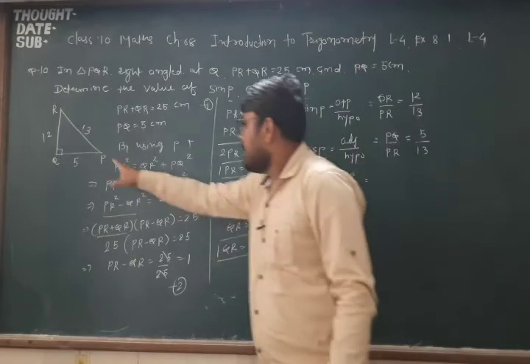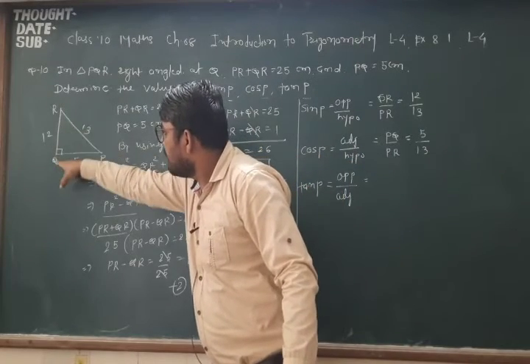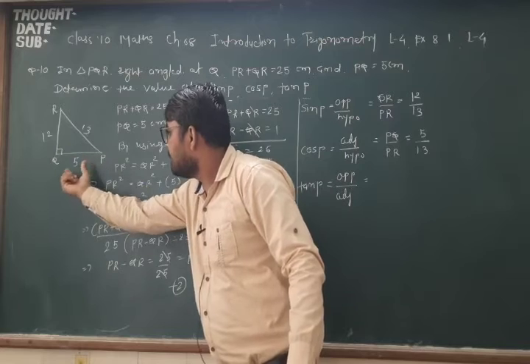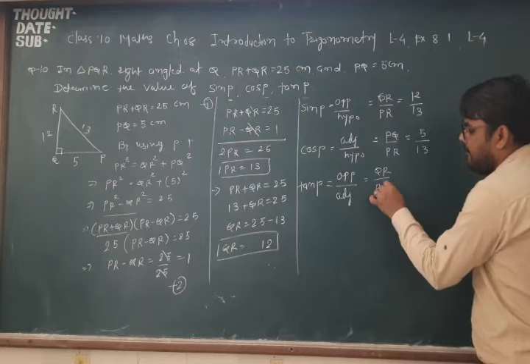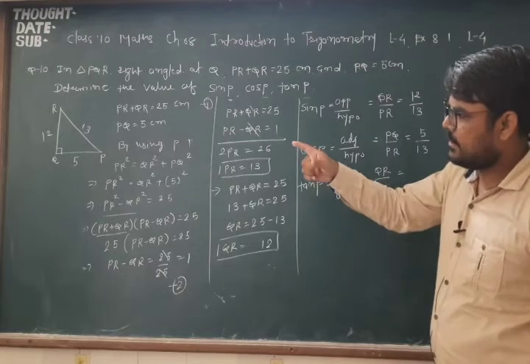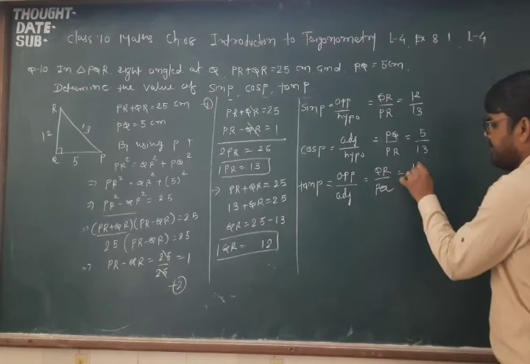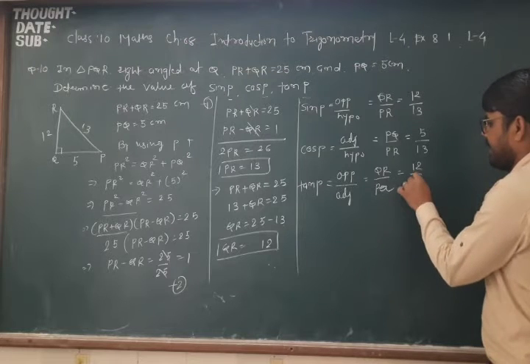For P, opposite is QR and adjacent is PQ. QR by PQ. What is QR? That is 12. And what is PQ? That is 5.